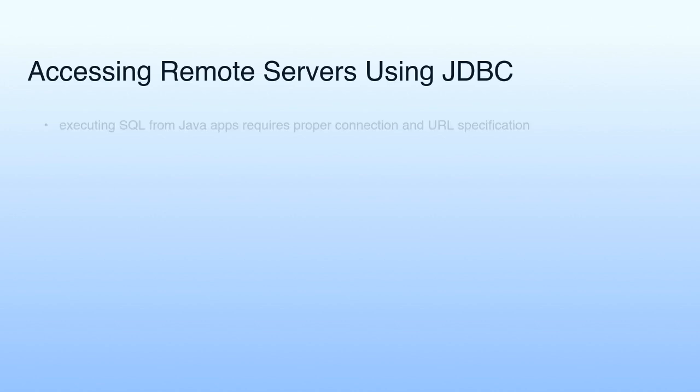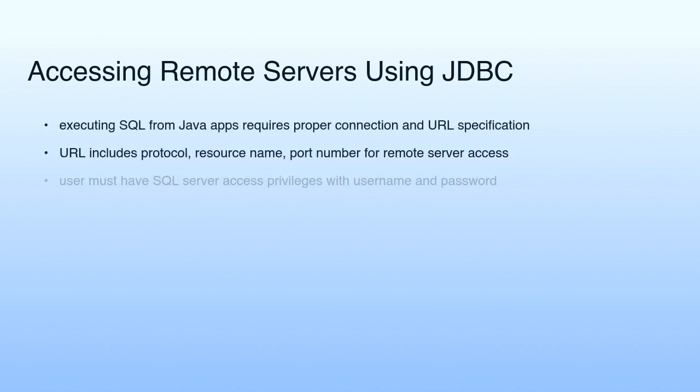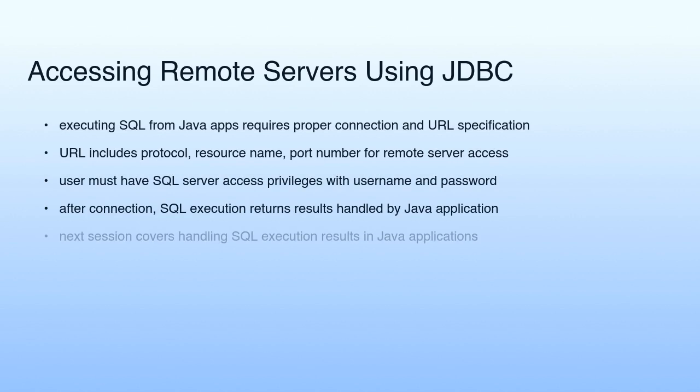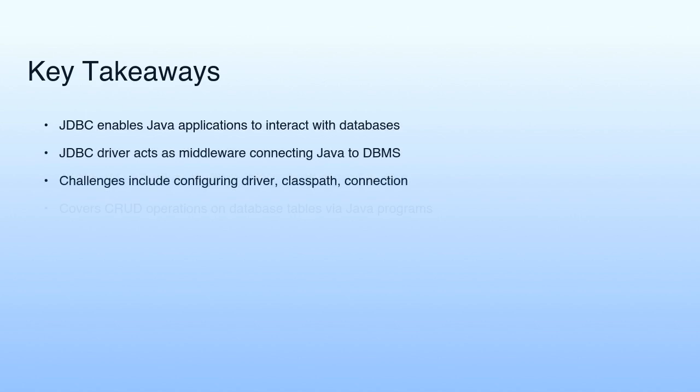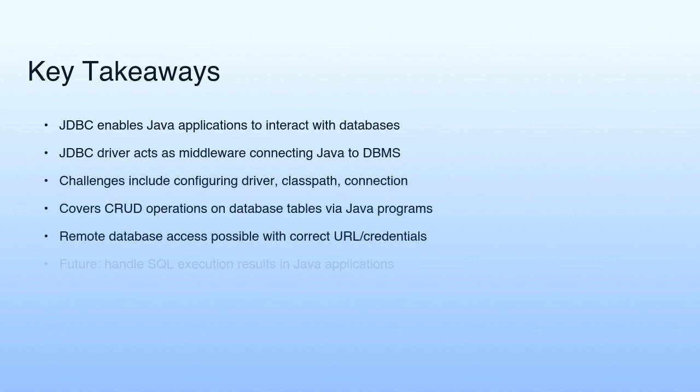By specifying the appropriate URL, including the protocol, resource name, and port number, JDBC can connect to remote database servers, enabling Java applications to interact with databases hosted on different systems, given the necessary access privileges. While JDBC simplifies database interaction for Java applications, handling the results of SQL execution within the Java application requires additional steps, which will be covered in a future session.